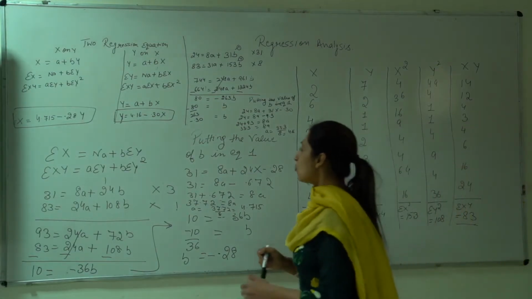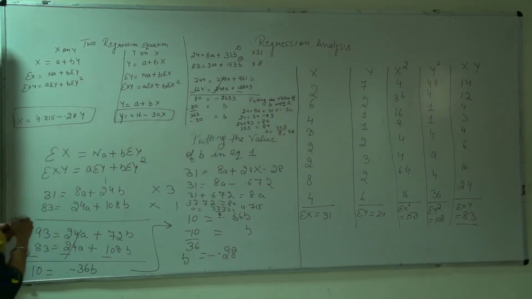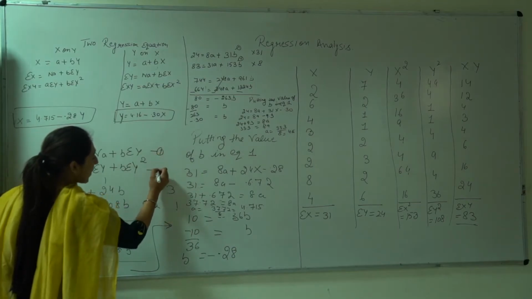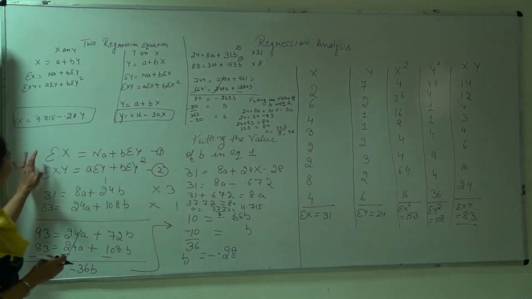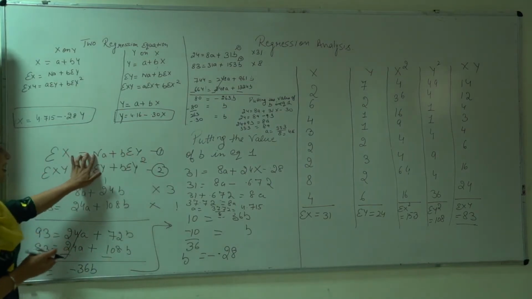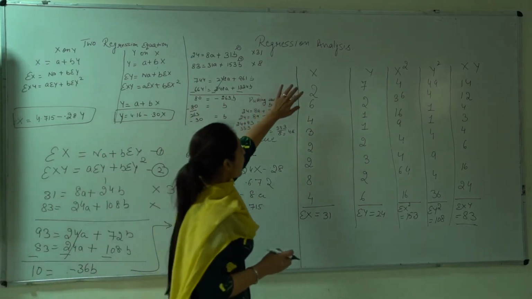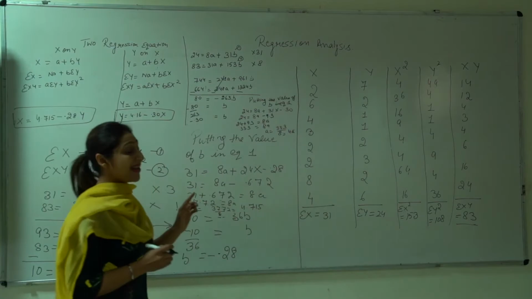Now I will put the values of all these into the first and second equation. This is my equation 1 and this is my equation 2. Putting the values in the first equation, summation x = na + b summation y. What is n here? The number of items, that is 1, 2, 3, 4, 5, 6, 7, 8. So n is 8.